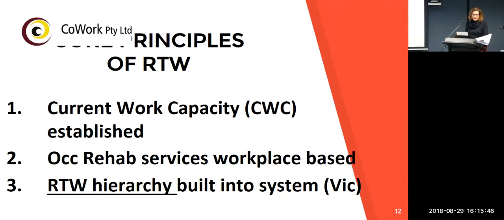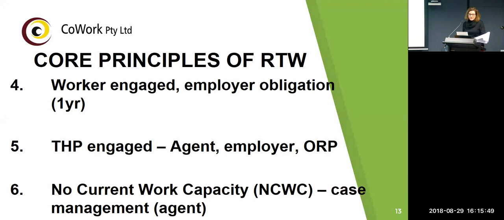All employers, and particularly large businesses, going back to the core principles, the worker must be engaged and the employer has an obligation in Victoria for 12 months to continue to provide light duties. The treating health professionals are engaged by the agent, sometimes the employer, and the provider is also engaged by the insurer. And if there's no current work capacity, the agent will continue to manage the worker whilst there is no current work capacity.